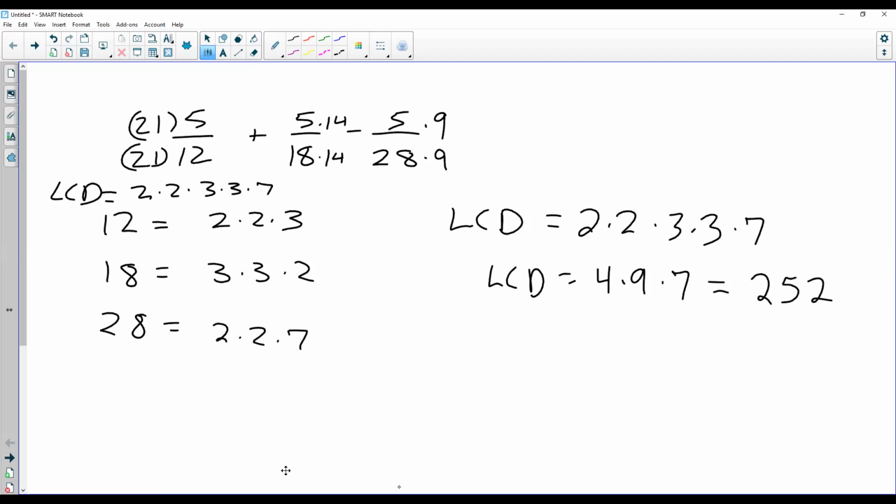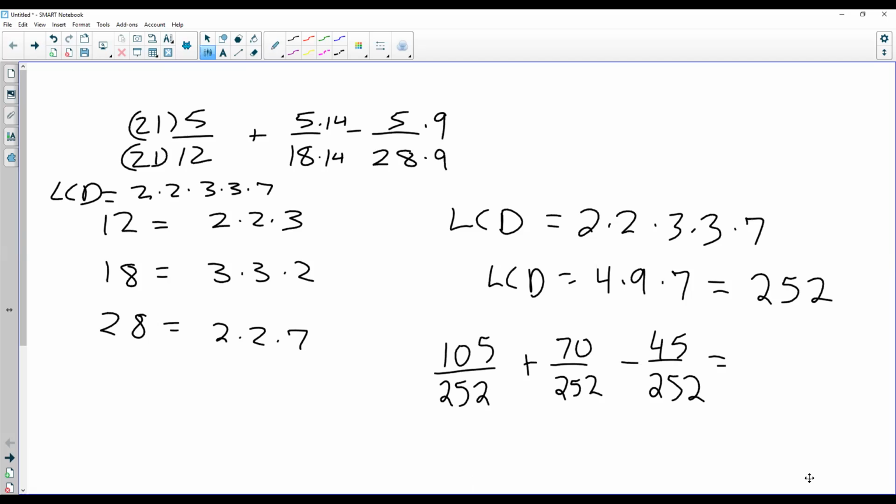So 21 times 5 is, what is that, 105. Our denominator is 252. Plus 5 times 14 is 70, over 252, minus 45 over 252. Okay, if you guys can do this in your head, right, you get 130?